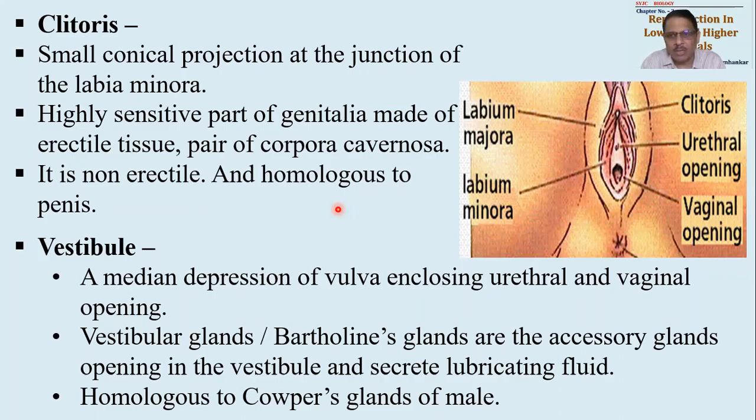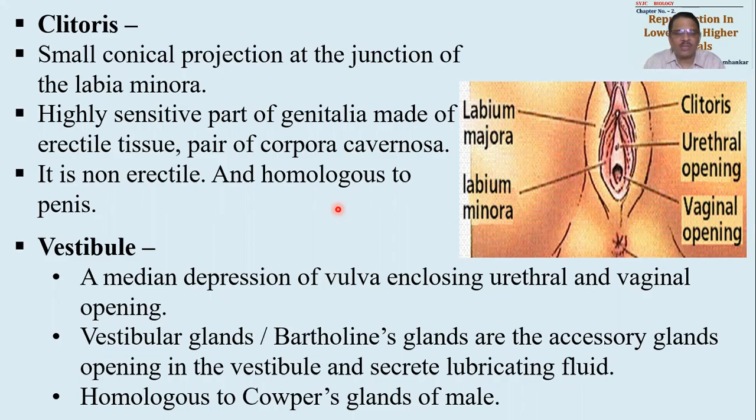These glands are not visible actually as such, but it has got same function as that of Cowper's glands in males. Males में Cowper's gland क्या करता था? It used to secrete mucus secretion prior to sexual contact. Means whenever there is a sexual excitation, this gland will start secreting, which will make the penis lubricated. That's what we had said.